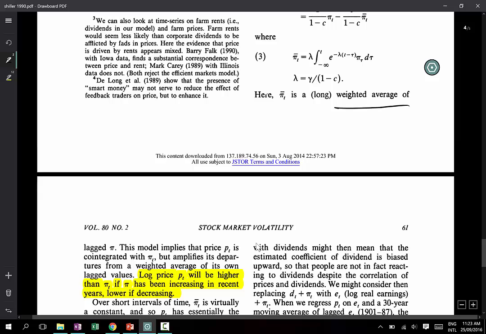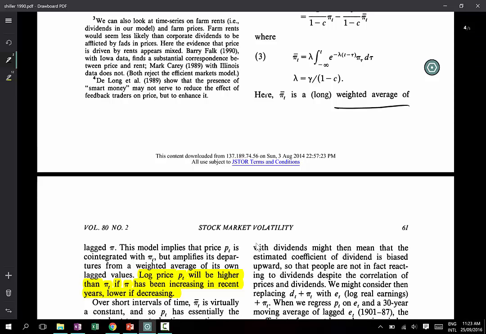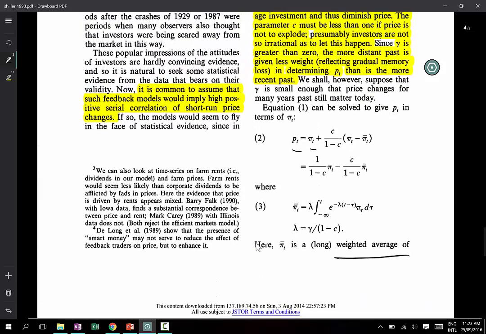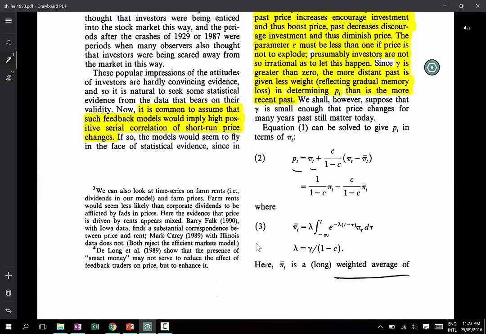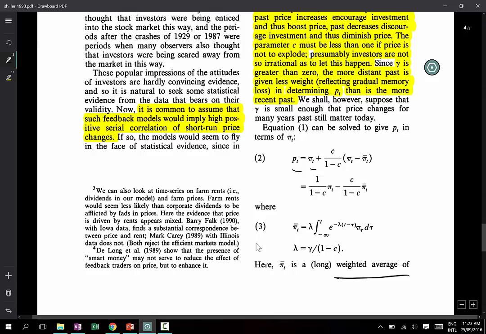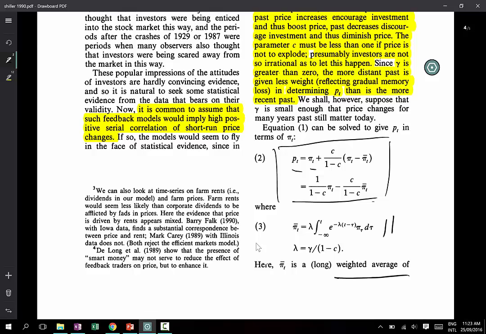Now, what is pi t bar? Pi t bar is just a weighted average of all the previous values of pi t, so all the fundamental value changes that you saw in the past. Now, I can actually give you a simple example to tie all this stuff together, and especially to try to derive for you where equation 2 came from.